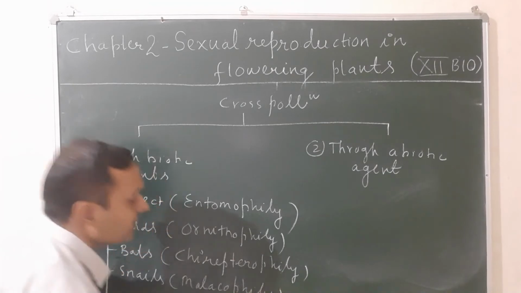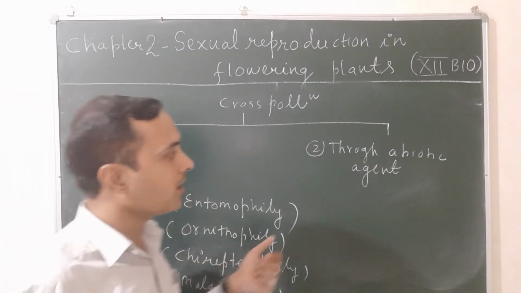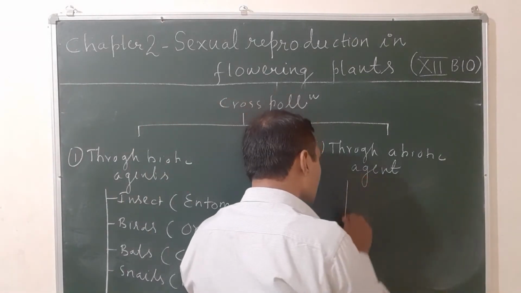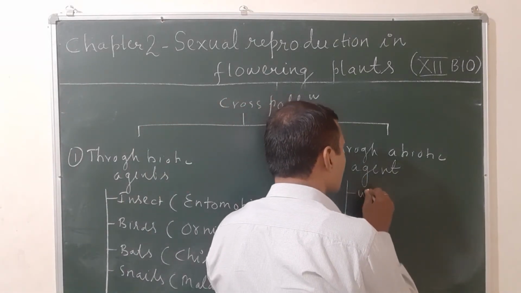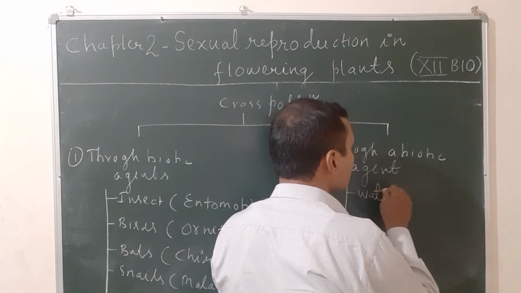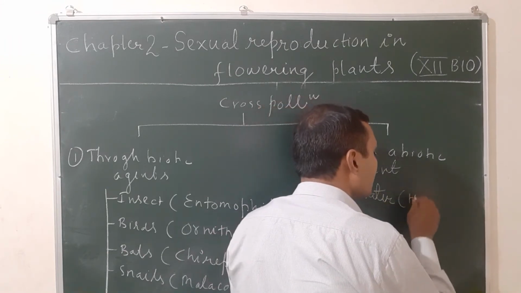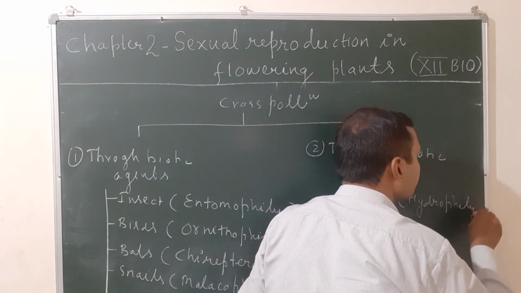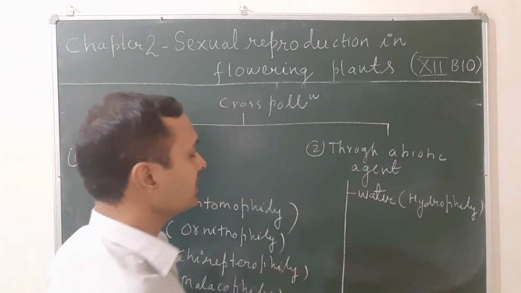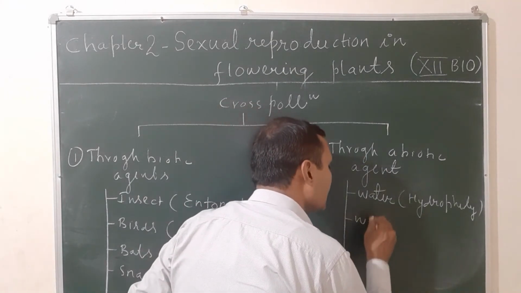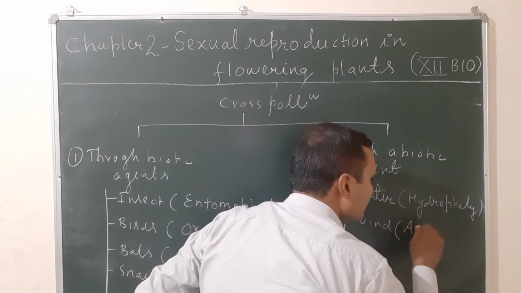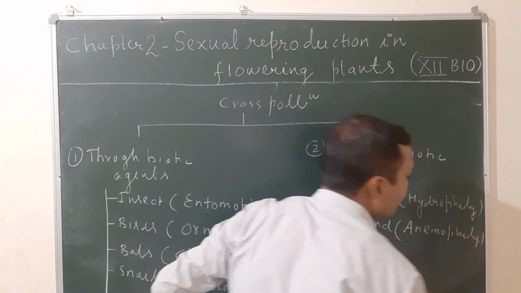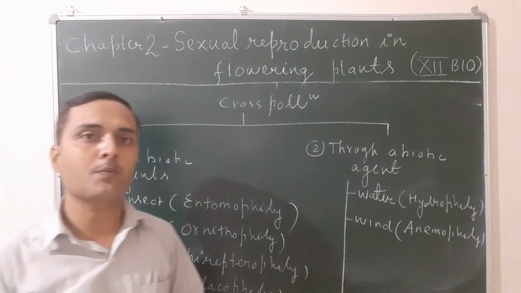And so on. The most common abiotic agents are water and wind. When cross pollination takes place with the help of water, it is called hydrophily. It is shown by all aquatic plants. And when cross pollination takes place with the help of wind or air, it is called anemophily. So this is all about the various types of pollination.